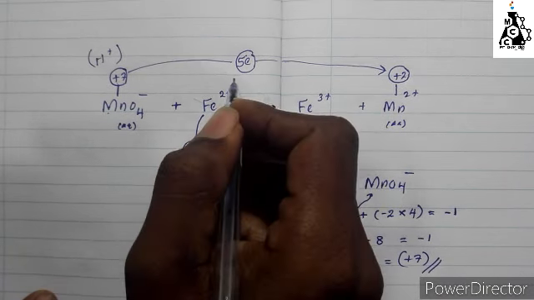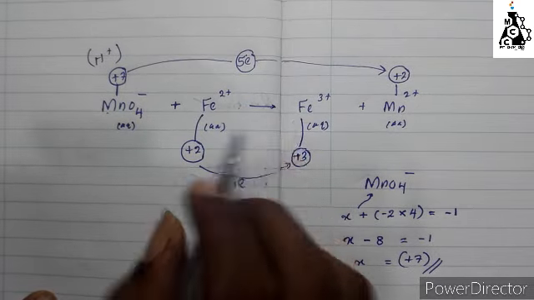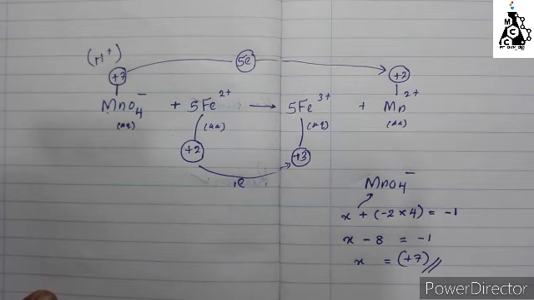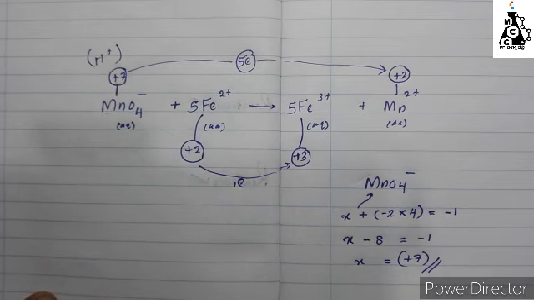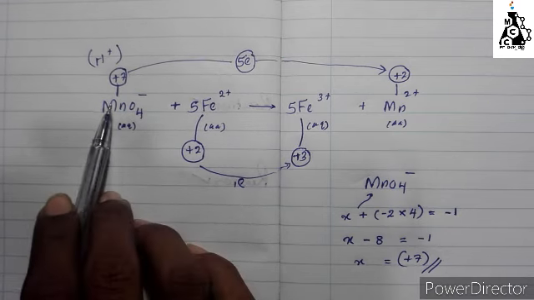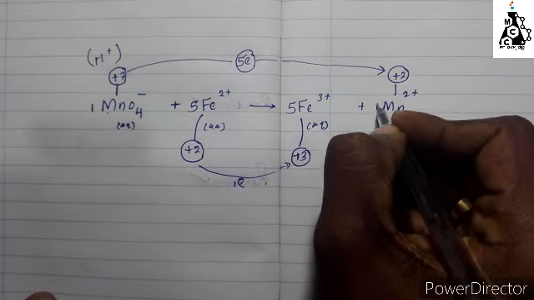You have to exchange those differences to Fe2+ and Fe3+. Now you have to add 5 here. They have a 1 electron difference between Fe2+ and Fe3+. Now you have to exchange the difference to MnO4 minus and Mn2+. 1 here and 1 here.